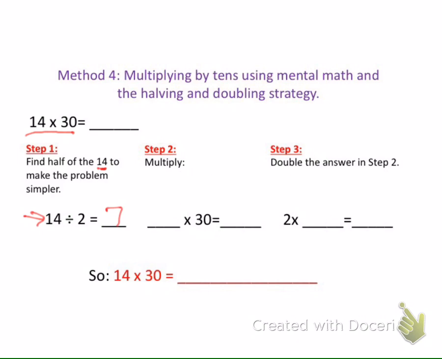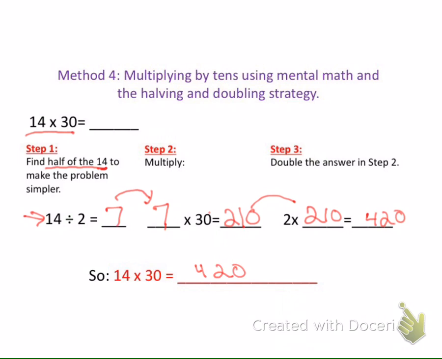Now, step 2 is to multiply. I'm going to take the 7 and move it over. 7 times 30 gives us 210, and don't forget to put that 0 down there. Now I take 2, this is the doubling part, 2 times 210, and I get 420. 14 times 30 is 420. First, we found half of 14, which was 7.